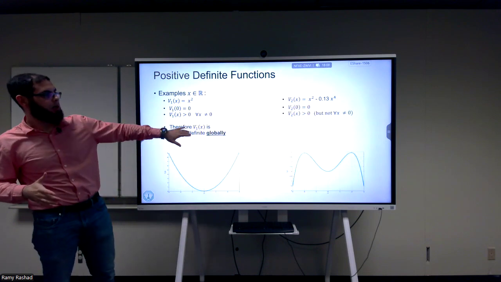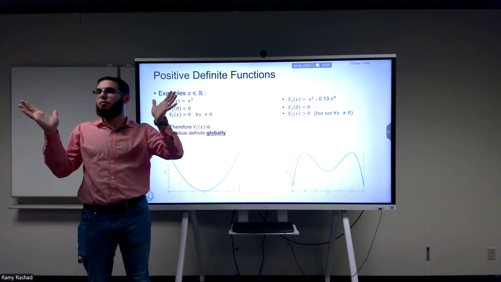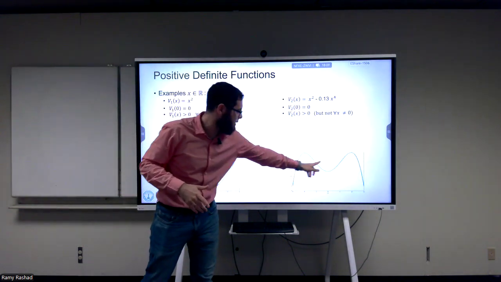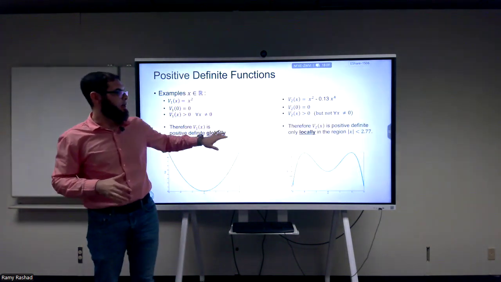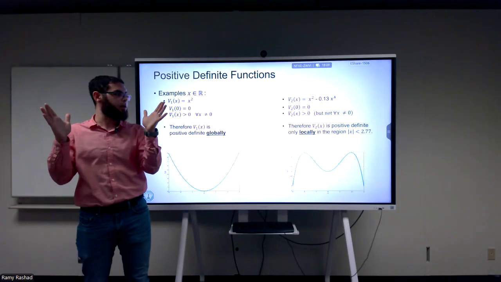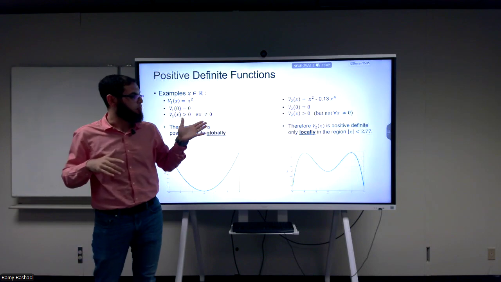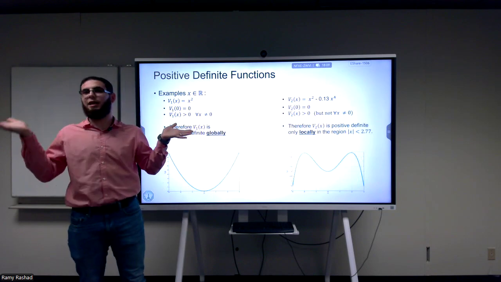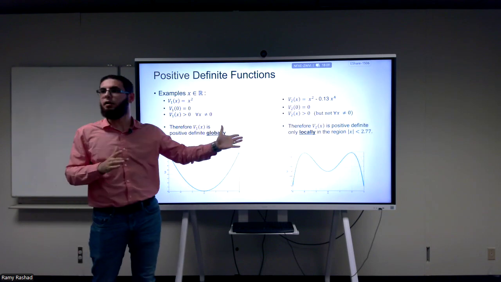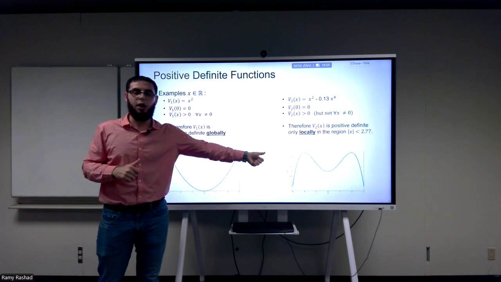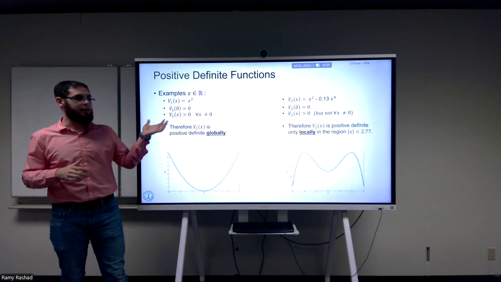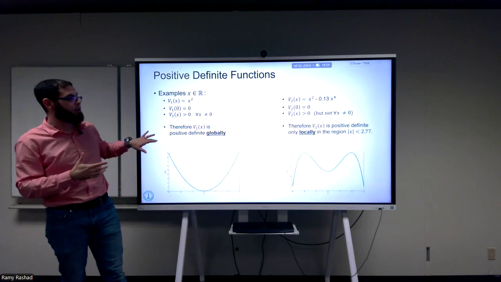However, the other one is greater than 0, but only up to some limits, and these limits are precisely this point and that point. So only in the region where x is greater than minus 2.77 and less than 2.77 is this a positive definite function. Other than that, it's not. So this is a locally positive definite function, while this is a globally positive definite function. This is just how it looks visually for scalar functions.